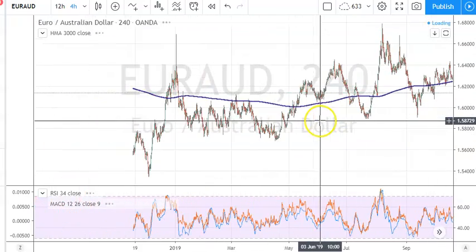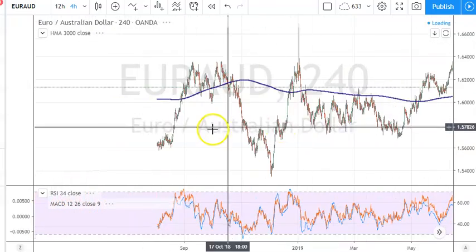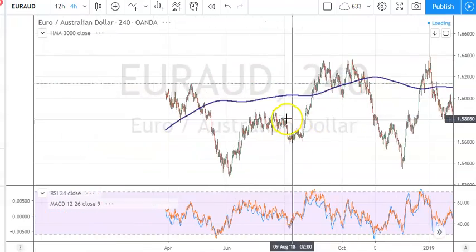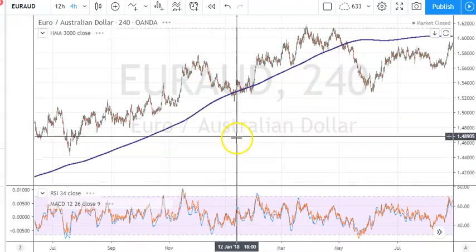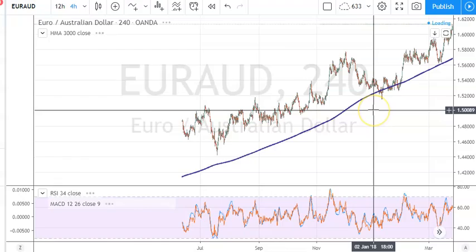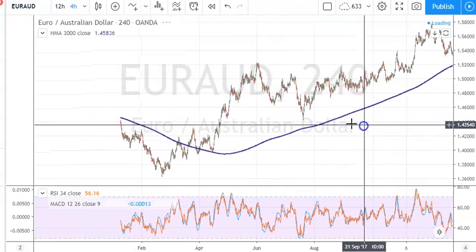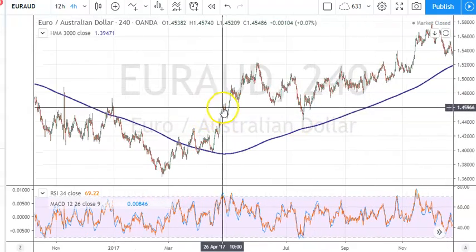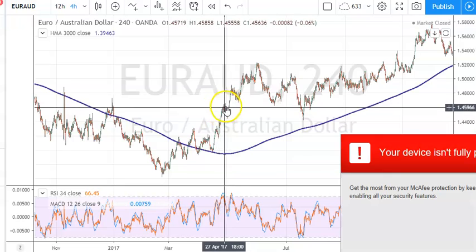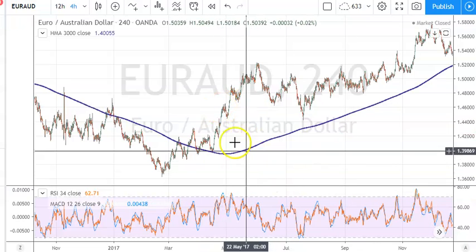We could get parabolic. I'm just trying to find something on the URRs. URRs can be quite trendy. Here we are. This can be quite a trendy pair. So look at this massive bullish run. So this is what you want to be looking at. So we've got deviation here.